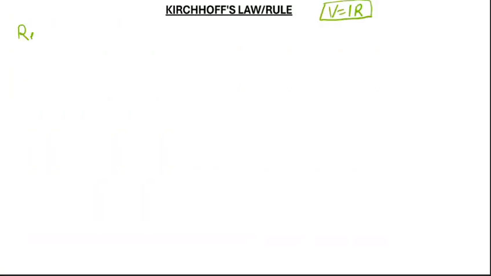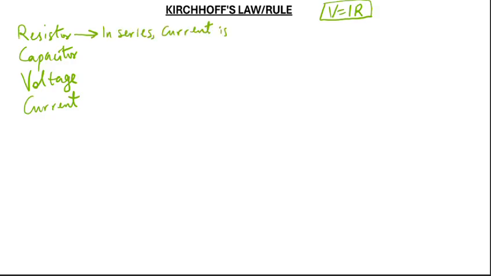We have resistor, we have capacitor, we have voltage, let me call it voltage in terms of battery, and we have something that flows also, which is current in a circuit. Now it is important to know that for resistors in series, current is the same, but in parallel it is voltage that is the same.